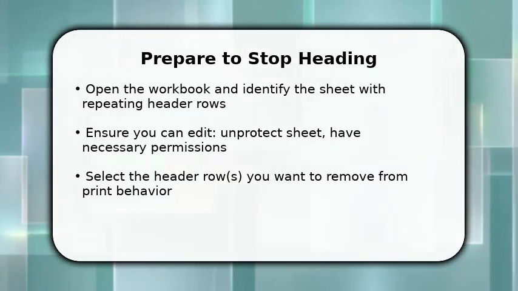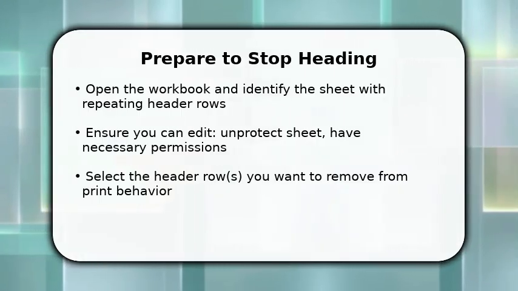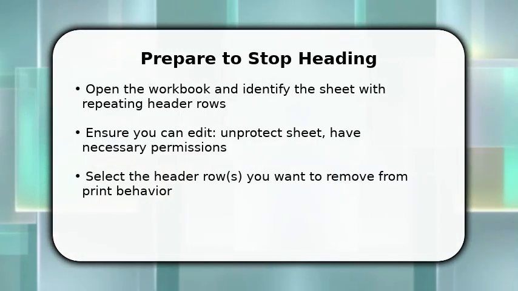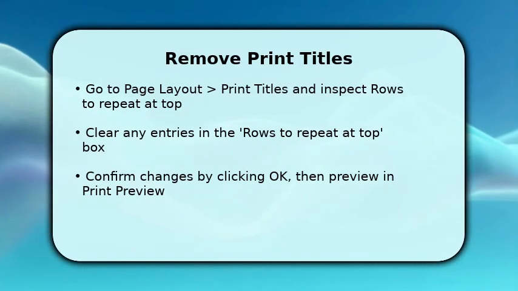You're taking the first actionable step. Identify and select the printed header so the next commands affect the correct rows. Next, you open Page Layout and click Print Titles. This is where Excel stores the rows that repeat as a printed heading.